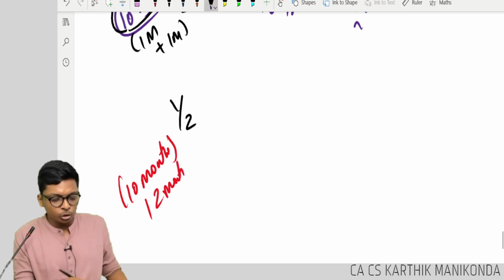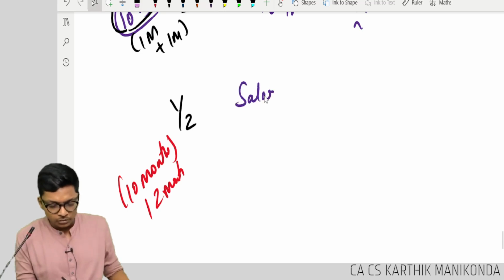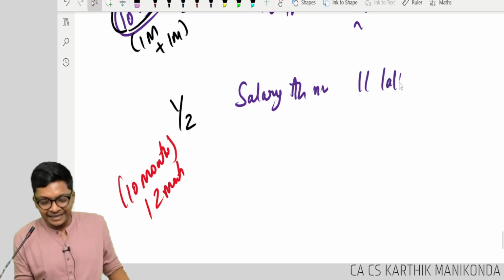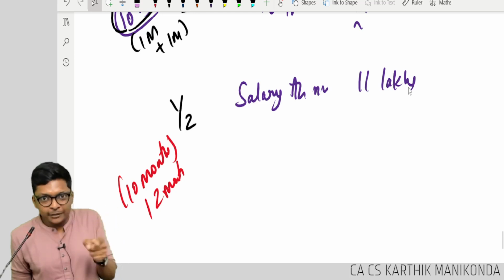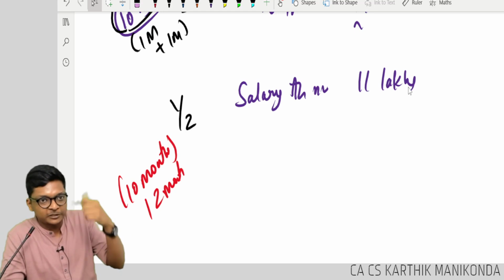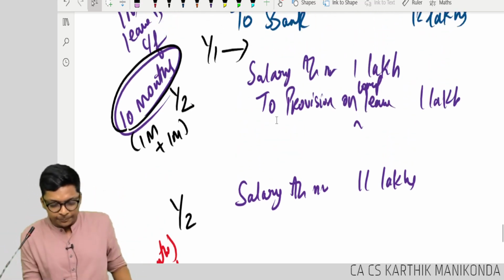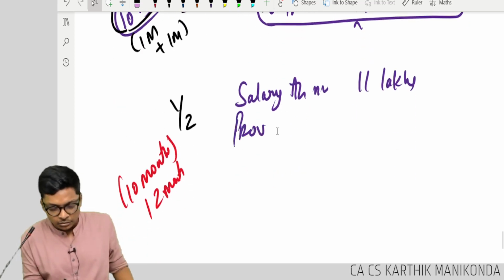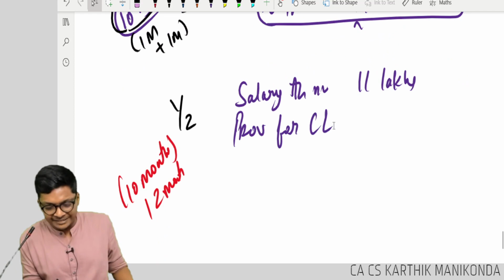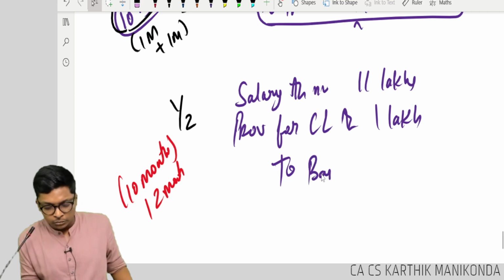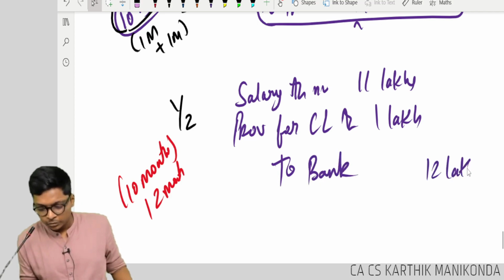So year 2, the entry will be for him: salary account debit. How much? 11 lakhs only. Because that year what accrued to him is 11 lakhs. He worked only for 11 months, 10 which became 11. This provision which I created will reverse. Provision for compensated leave account debit 1 lakh to bank 12 lakhs.